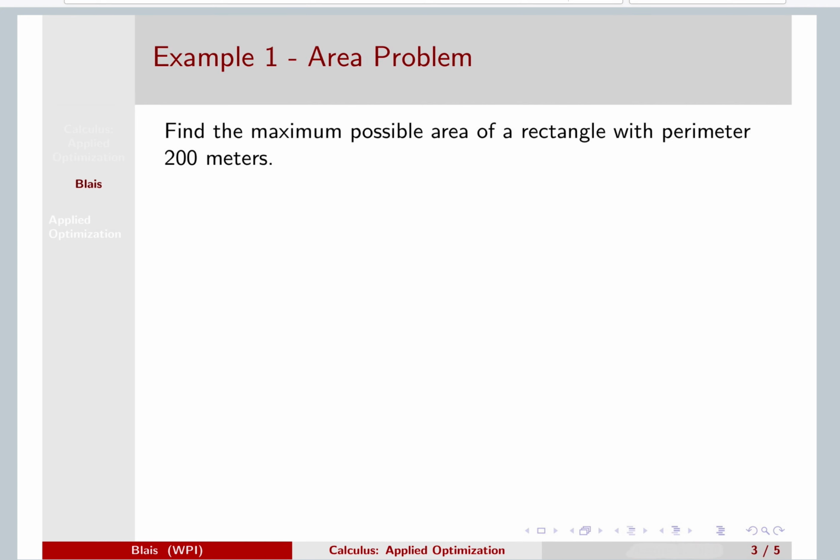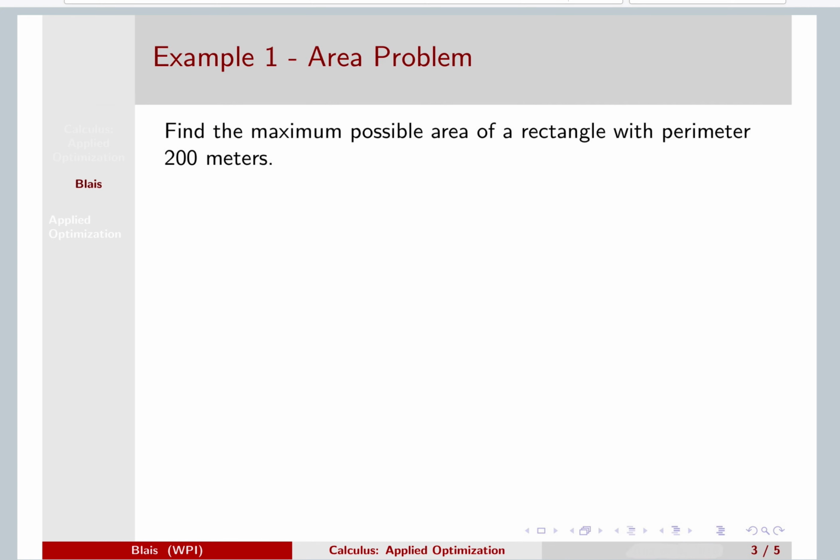First, let's look at an area problem. Let's find the maximum possible area of a rectangle with perimeter 200 meters. You could think of this like you have 200 meters of fence, and you want to build a fence for a garden to keep rabbits out from eating whatever you plant. But you want to use your fencing so that you can get the biggest possible crop yield, which would mean the biggest area of the garden. So let's translate the problem into a mathematical model.